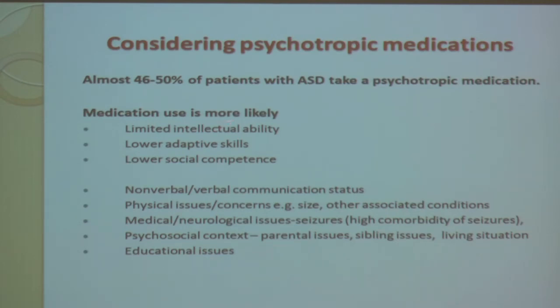And medication use is more likely in the setting of limited intellectual ability, when children have lower adaptive skills, more deficits in their social skills, the communication status, physical issues, for example, body size. So a child who is 6 feet 5 inches tall and weighs 350 pounds and has aggressive behaviors may cause more damage as compared to a child who is 6 years old, much smaller in weight and size. So these issues are also taken into account when we prescribe medications. And then, as I said, seizure disorders are common, and the psychosocial and educational issues.